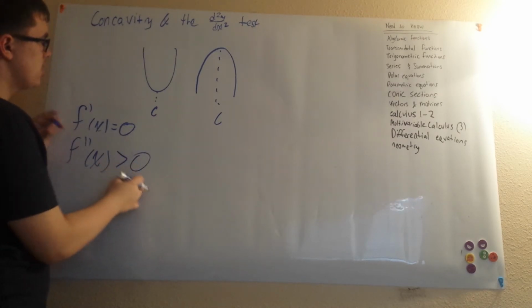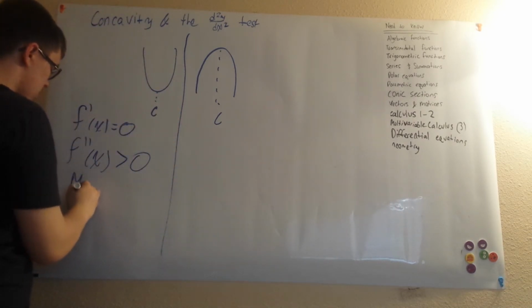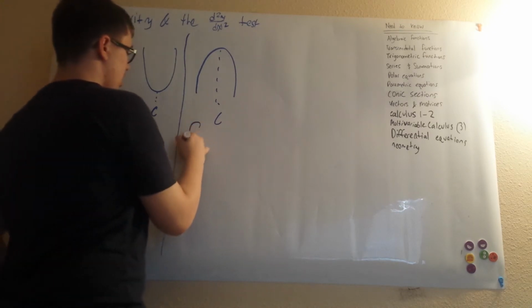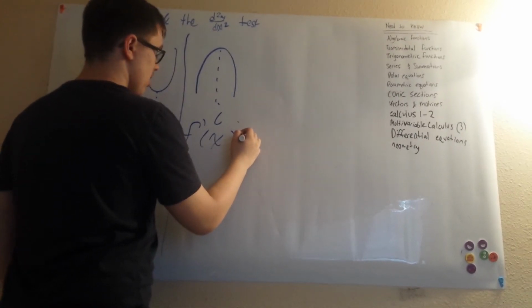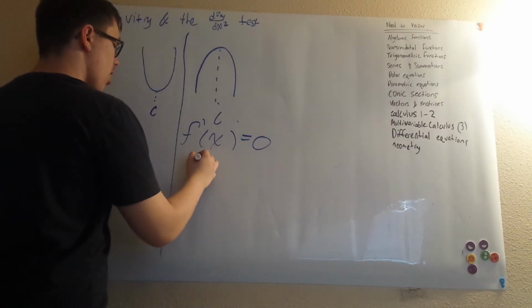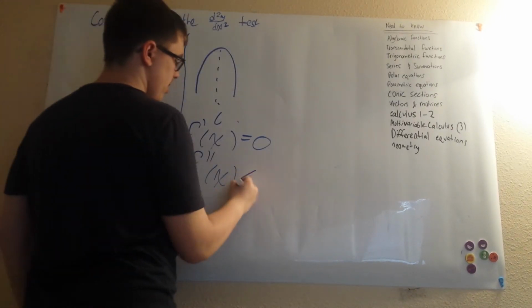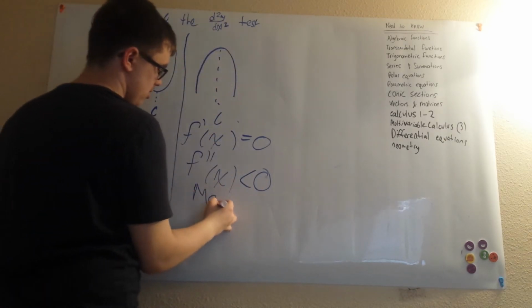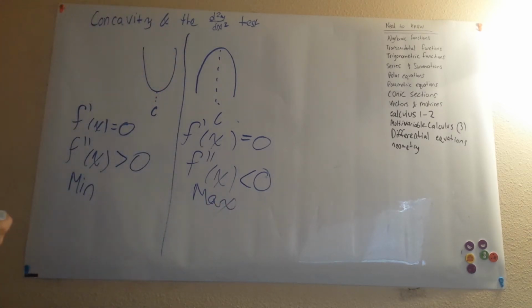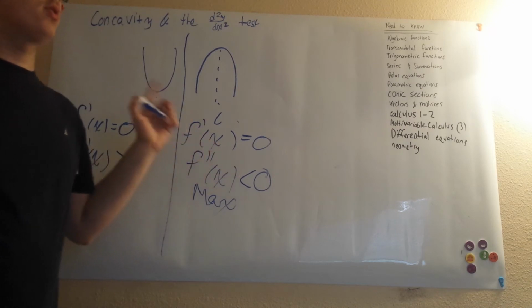So if we have these two conditions, we have a relative min. In this case, we have a critical point, so f prime of x equals 0. What's the sign of f double prime of x? Well, it's less than 0, because it's concave down. Then we have a relative max. And that's what the second derivative does: you test all your critical points, you plug them into the second derivative, and if it's positive or negative, you know which one it is.